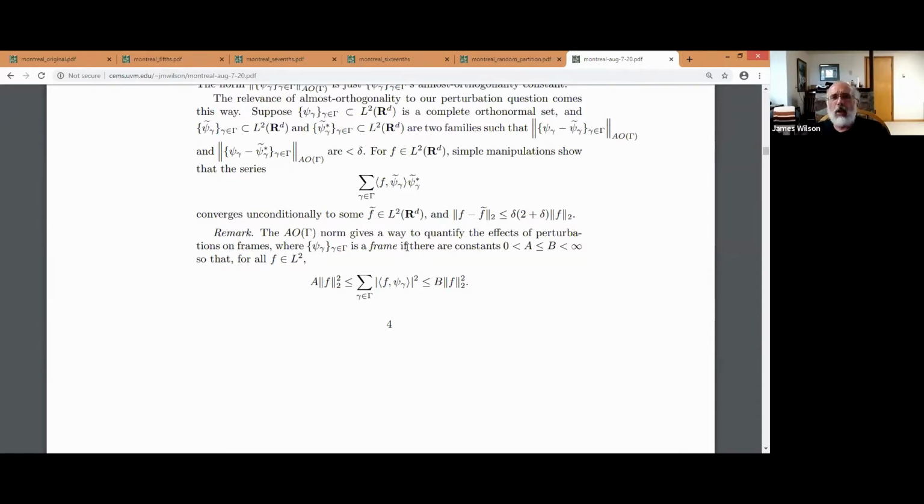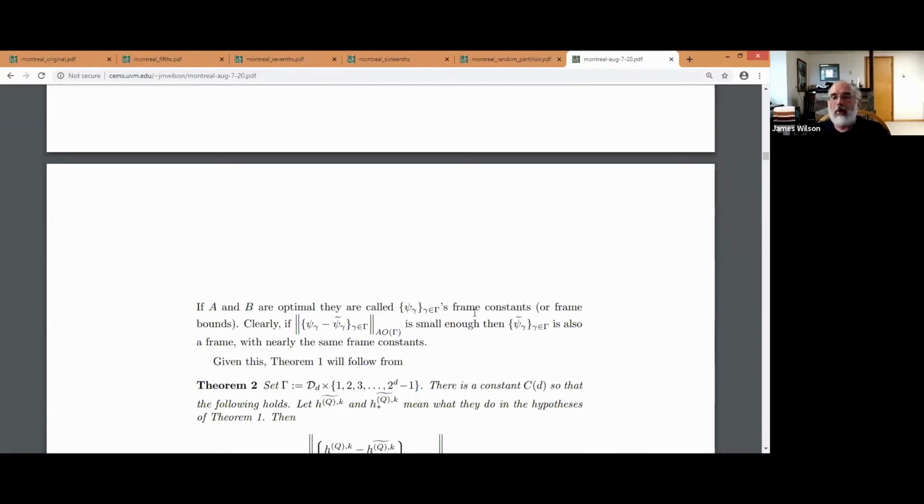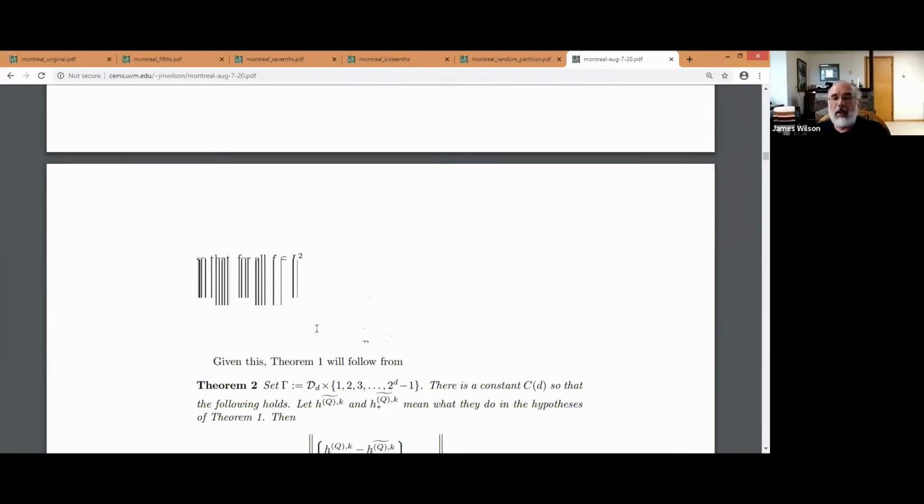It also gives a way to quantify the effects of perturbations on frames. So this is called a frame if there are constants A and B, the usual definition, so that for all F in L2, you have these two bounds holding. And then of course, if A and B are optimal, we call them the frame constants or frame bounds. And now it's pretty clear that if we have another family which is close enough to psi gamma in this almost orthogonal sense, then this will also be a frame with nearly the same frame constants. Okay, so this seems like a natural question.